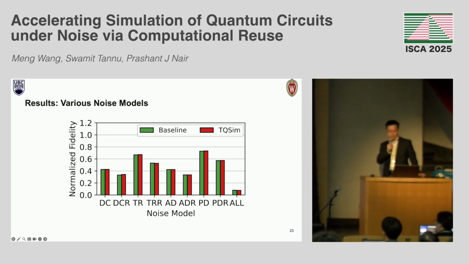We further tested on other noise channels, including thermal relaxation, amplitude damping, and phase damping. And across all the noise models, we observe a very small accuracy loss with TQSIM.